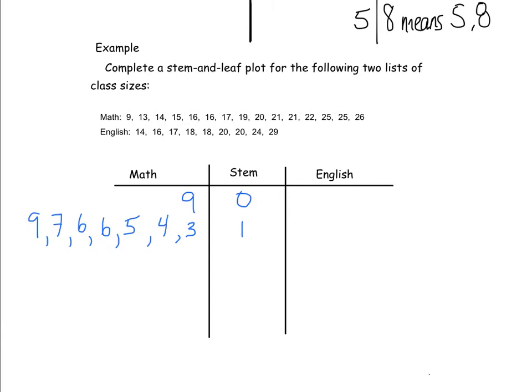But now I'm going to take a different color. I'm going to try the English. So the first number for English is 14. So the stem is 1 and the leaf is 4, 14. Then 16, 17, 18, and 18. I'm going to ask you to finish this and don't forget to write your legend.